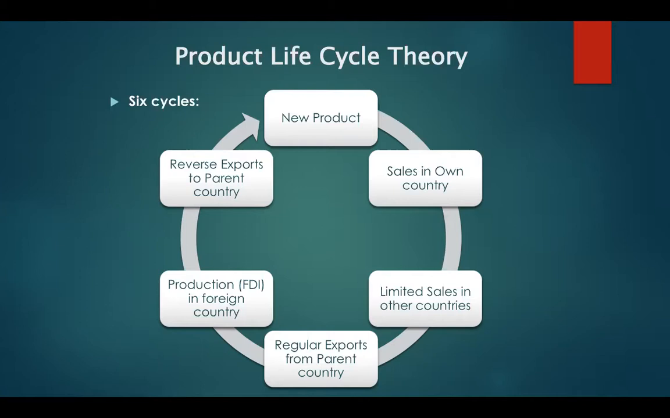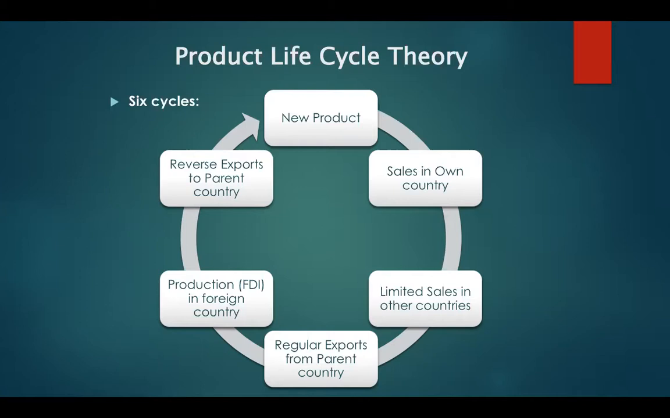And where did I buy? I bought in Japan, and Canon is not a Chinese brand. It is a Japanese brand. So Canon, a Japanese brand, has been making cameras in China and reverse exporting to the parent country, Japan, to sell Canon products at a competitive price. That is the seventh cycle that we talk about here, the reverse export cycle.